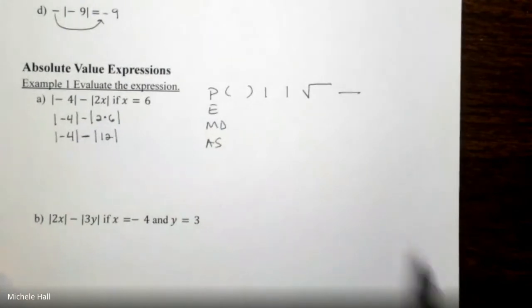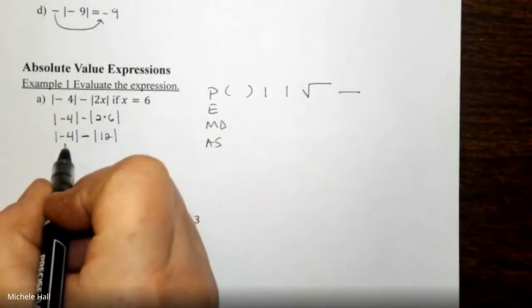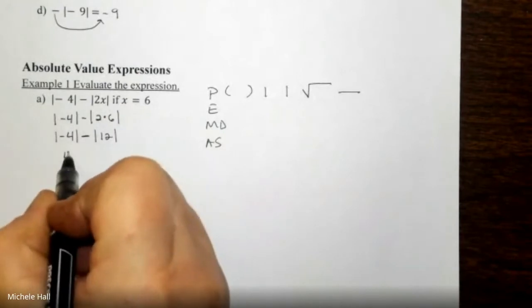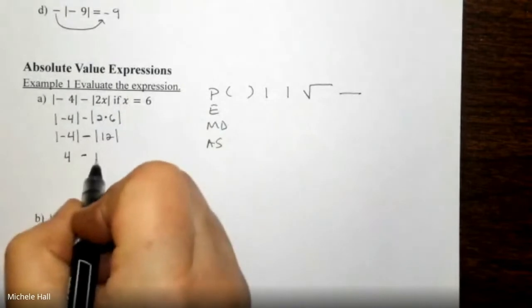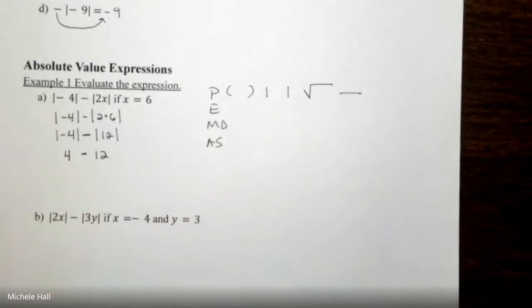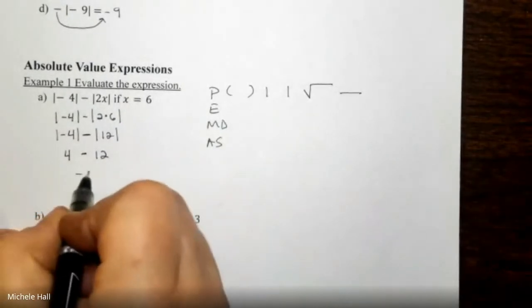And now we need to finish evaluating those absolute values. The absolute value of negative 4 is 4 units from 0, minus the absolute value of 12 is 12 units from 0. And 4 minus 12 is going to be negative 8.